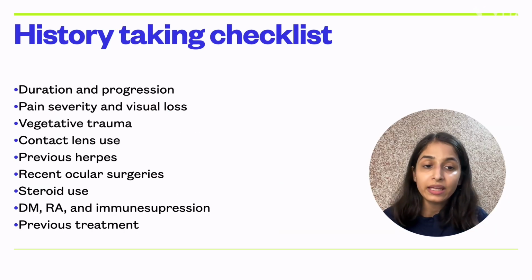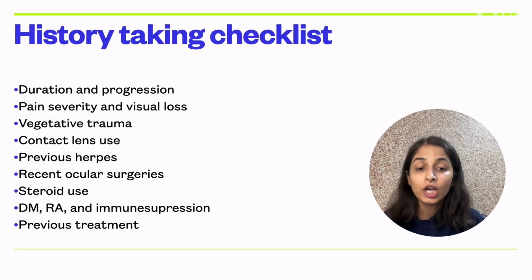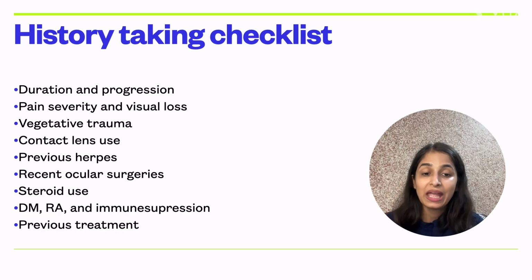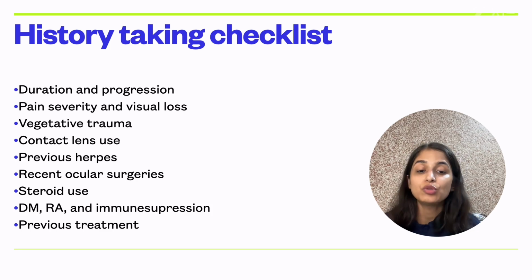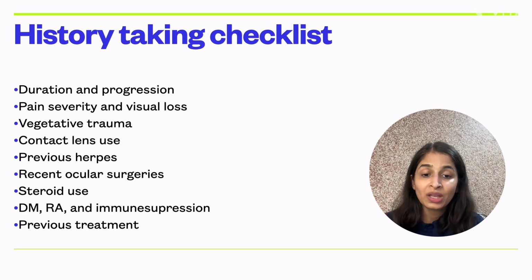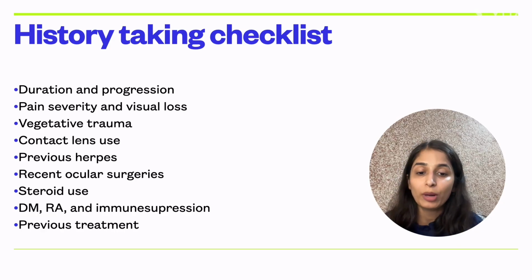Before examining the eye, a focused history can provide important clues to the cause and severity of the ulcer. We should ask about the duration, progression of symptoms, pain, severity, and vision loss. Specific risk factors include vegetative trauma, which is commonly associated with fungal corneal ulcer, contact lens use, previous herpes infection, recent ocular surgeries, or any topical steroid use. Also inquire about diabetes, rheumatoid arthritis, any immune suppression, or any previous treatment. The history helps us guide the differential diagnosis and determines the urgency of microbiological investigation and management.